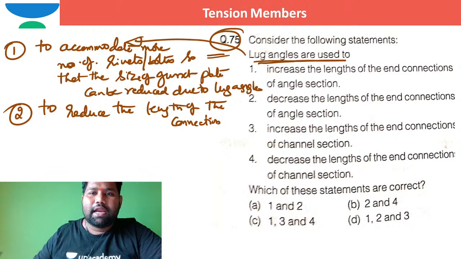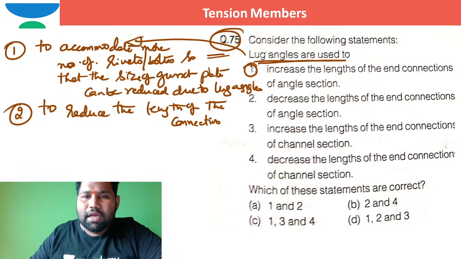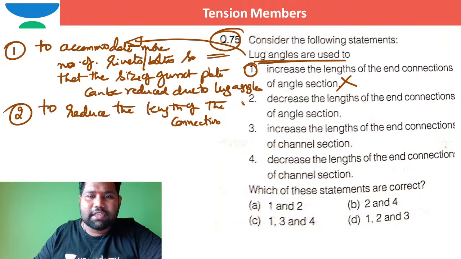Okay, right. If you see this first option, increases the length of the end connections of the angle section. It won't increase, man. It will reduce or decrease. This is a wrong answer. Decrease the length of the end connections of the angle section. Yes, it will reduce. This is correct, no doubt.